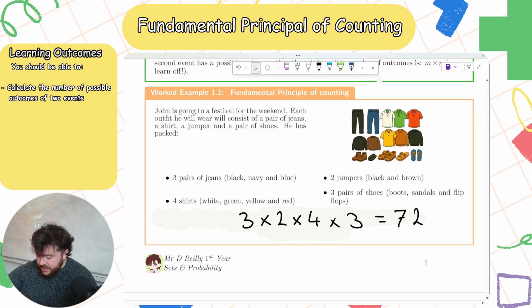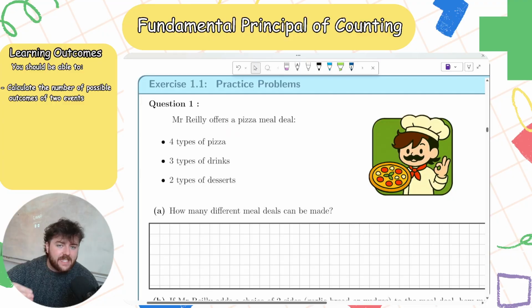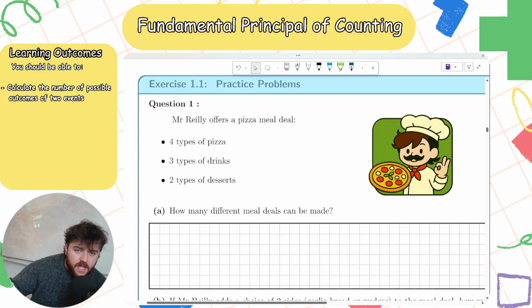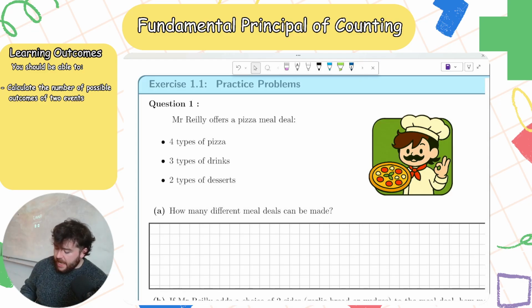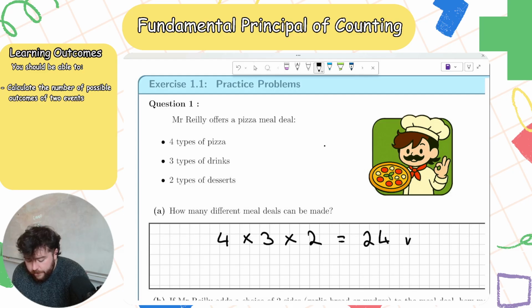Right, so let's have a look at just another example here. Mr. Riley offers a pizza meal deal. So he has 4 types of pizzas, 3 types of drinks, and 2 types of desserts. How many meal deals can be made? Well, using the fundamental principle of counting, I know the total is going to be 4 times 3 times 2, which is equal to 24 meal deals.